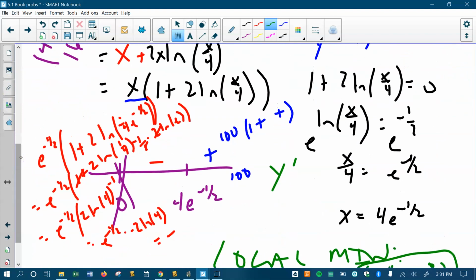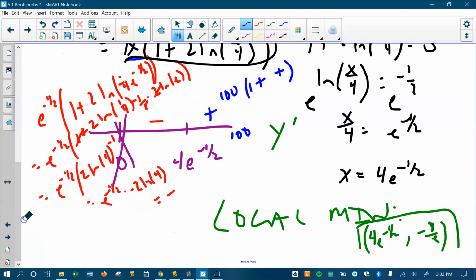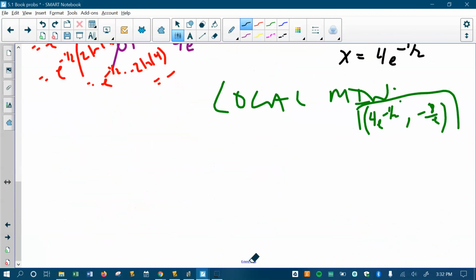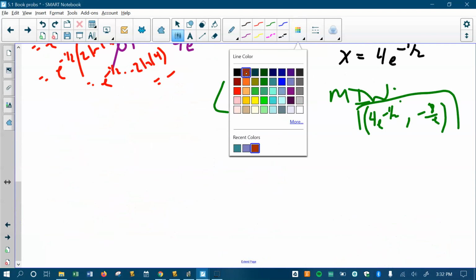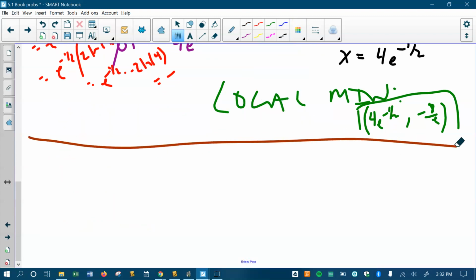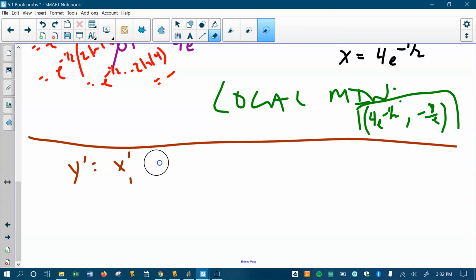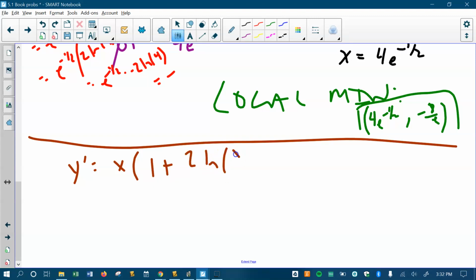All right, next I'm going to take this part. I'm going to do the second derivative on this part. So let's do it. Woo, I'm so excited. Okay, so y prime was equal to x plus 1. Hold on, I messed that up. Okay, and then I'm almost done here. 2 ln of x over 4.